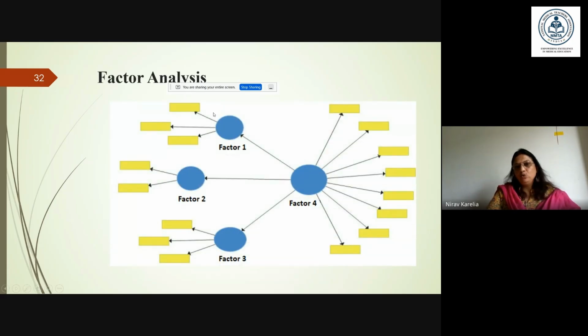If you come across any research article using factor analysis, they always represent the data like this. It may be factor one, factor two, depending on 4 factors, 5 factors, 7 factors. Different factor models are available. You have to choose according to your type of data and the objective of your study.